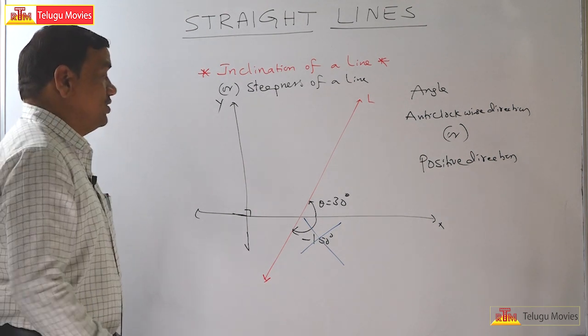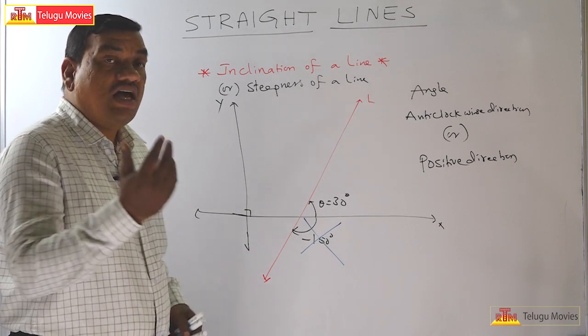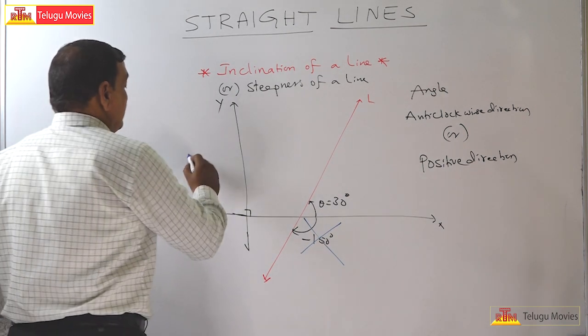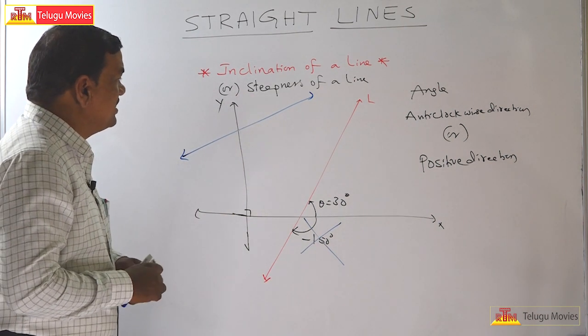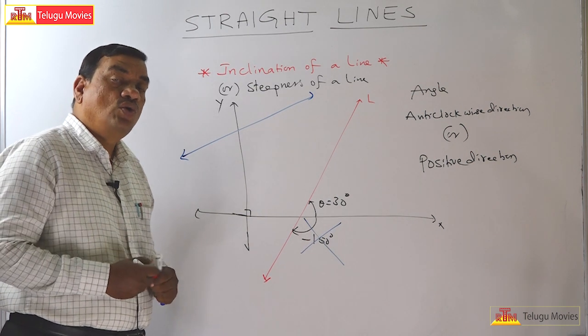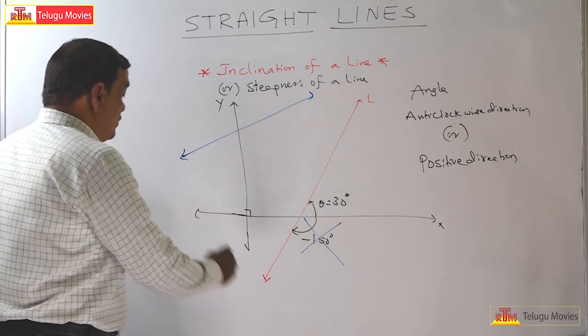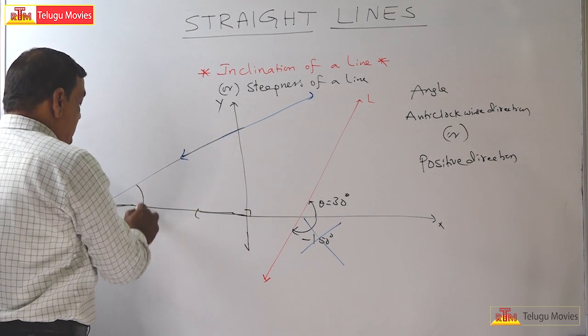Now I am going to take one topic. Sir, there is a line, so what is the inclination of this line? Then what you have to do? Whatever may be the line, you extend it. It intersects the x-axis somewhere.